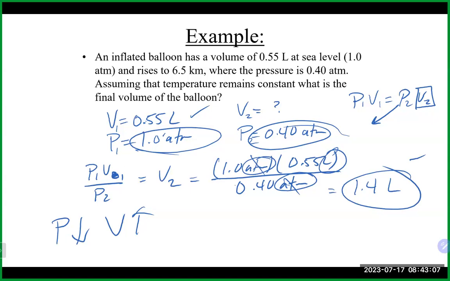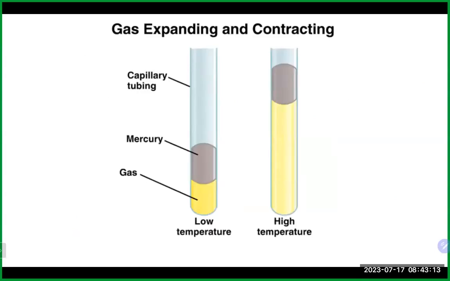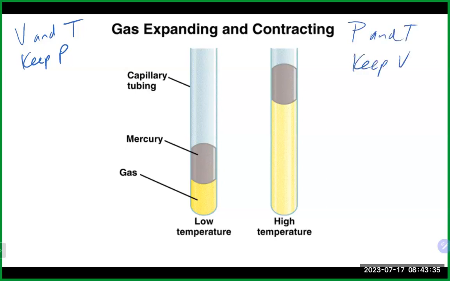Okay, so now let's talk about some other gas laws here. Boyle dealt with pressure and volume, and now we're going to look at a couple different relationships. We're going to look at the relationship between volume and temperature, and we're going to keep pressure constant in that case. And we'll also look at the relationship between pressure and temperature, and we will keep volume constant in that particular case.